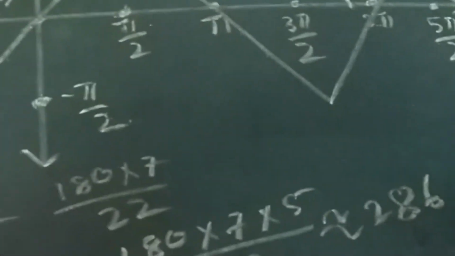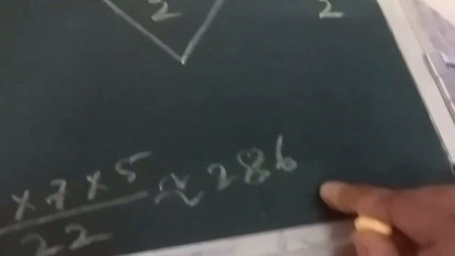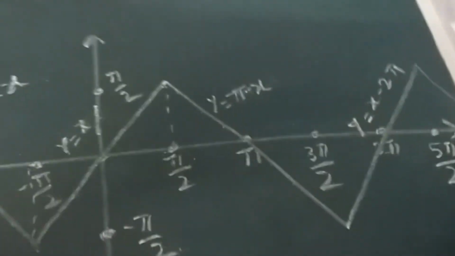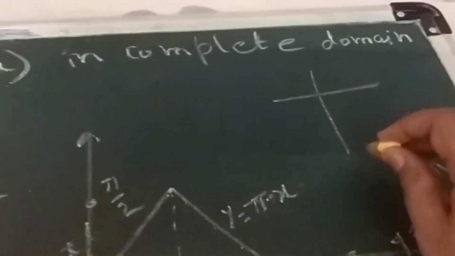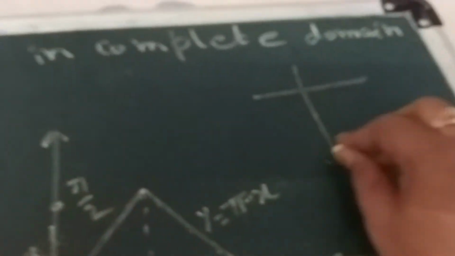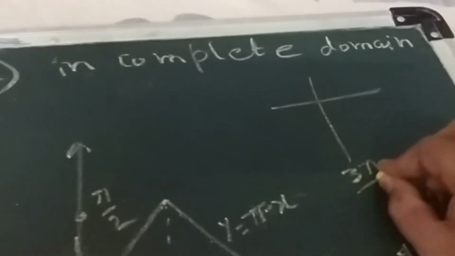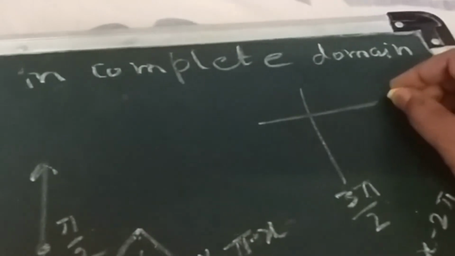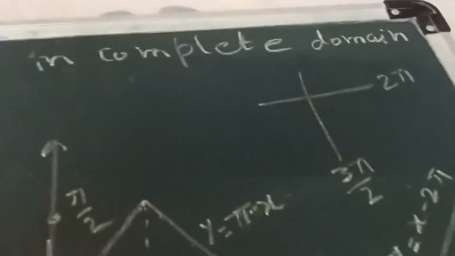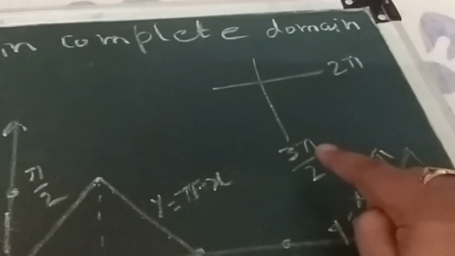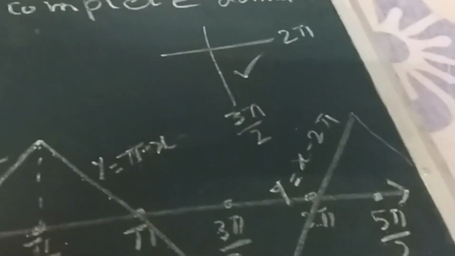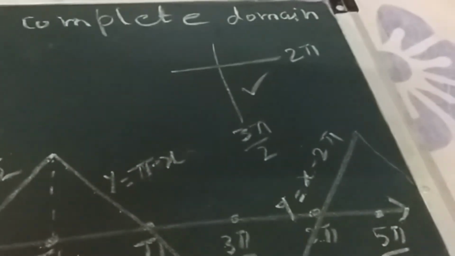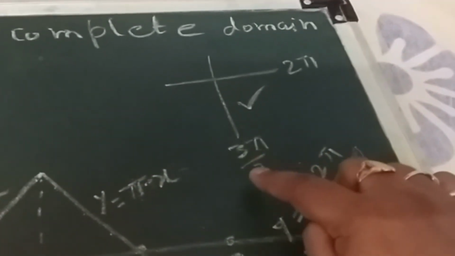So 286 degree, it is falling in which quadrant, I have to check. So here I am drawing, it is more than 270 degree. 270 degrees here, that is 3 pi by 2. Okay, and then 360 degree, that is 2 pi. Now this angle is falling in fourth quadrant, between 3 pi by 2 and 2 pi.